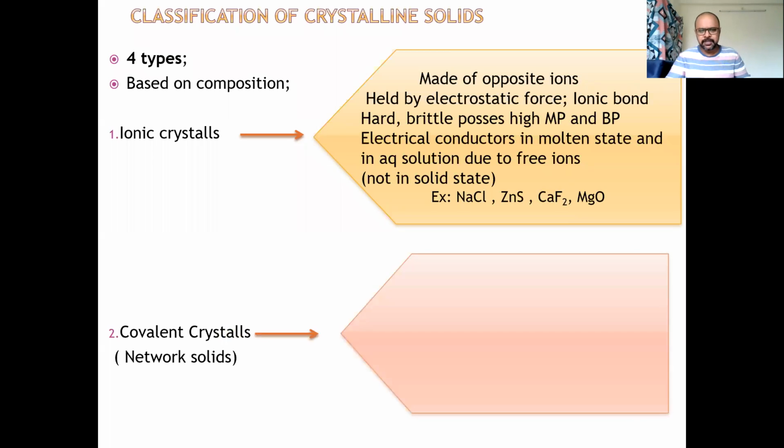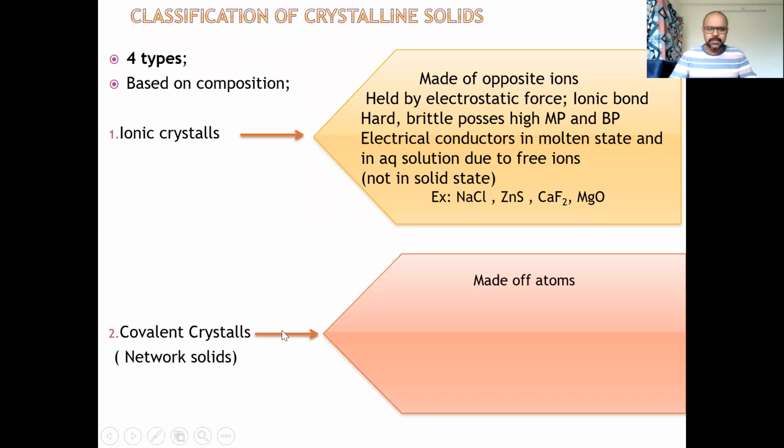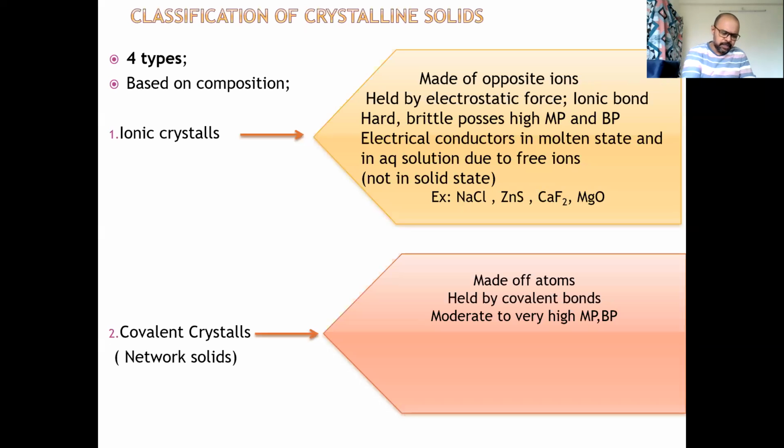We'll take up covalent crystals. Some of the points: they are made of atoms in the solid state. That means atoms alone repeat to produce the entire solid. The force between these atoms is the covalent bond. They are held by covalent bonds. Here, this point I just want to correct. Covalent crystals have very high melting and boiling points. Moderate is not there. Ionic crystals have high melting and boiling points. Covalent crystals have very high melting and boiling points.